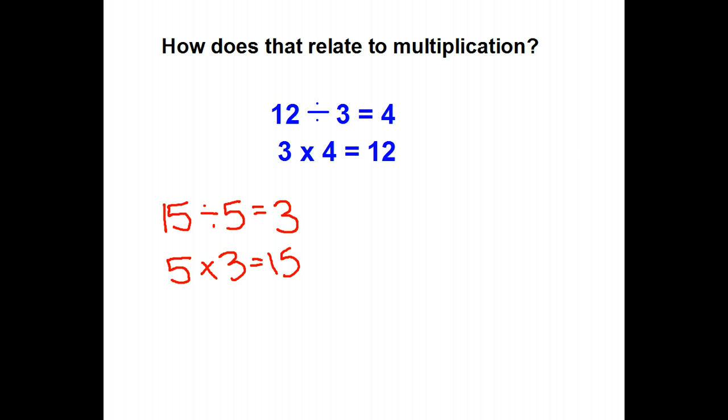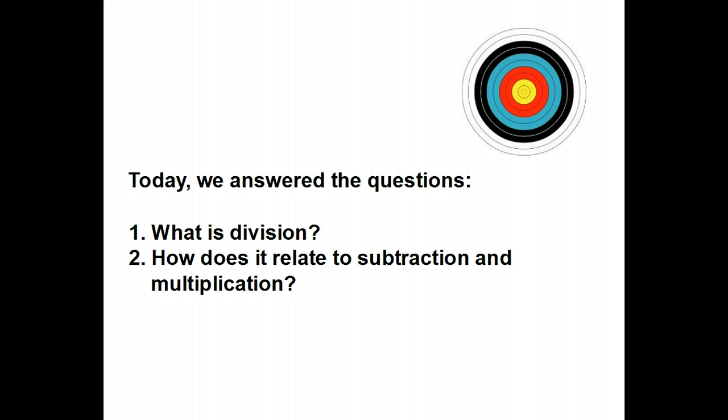That's pretty cool. So today we have answered the questions. What is division? It's repeated subtraction. How does it relate to subtraction and multiplication? It's repeated subtraction. And it's the opposite of multiplication. If you've got questions about the questions, jot those into your notebook and we will take care of them tomorrow.